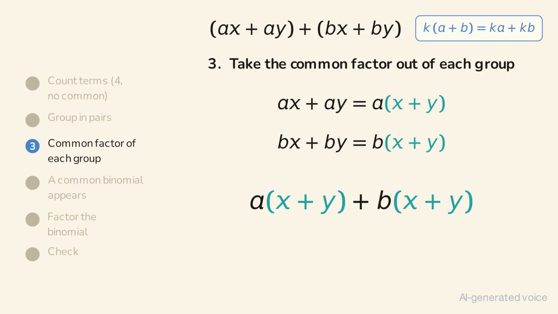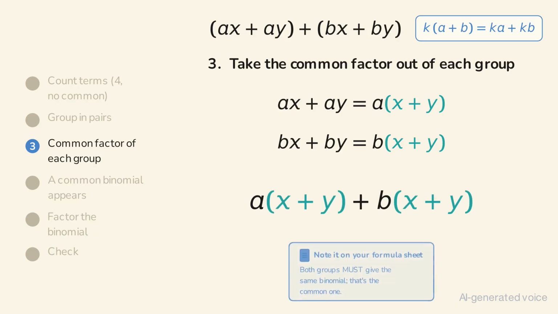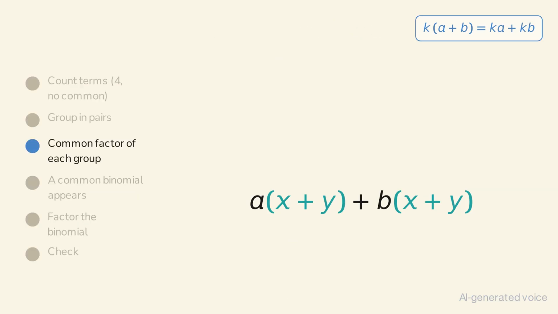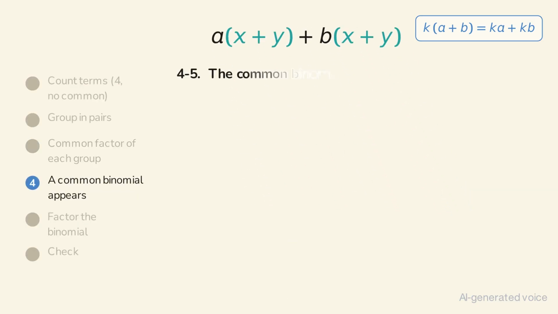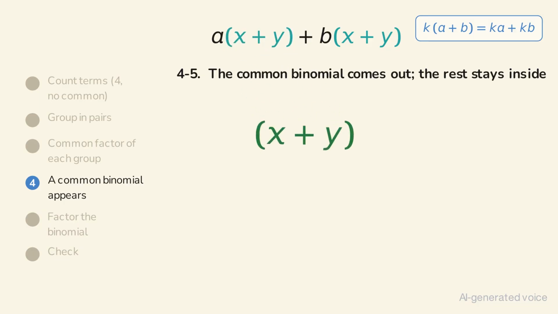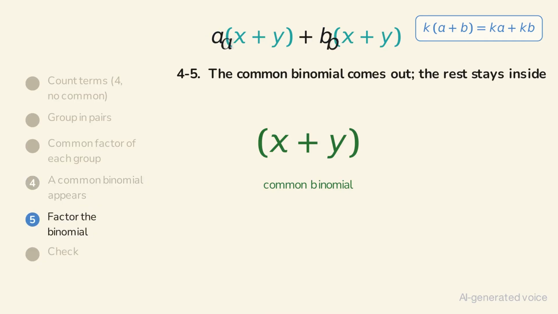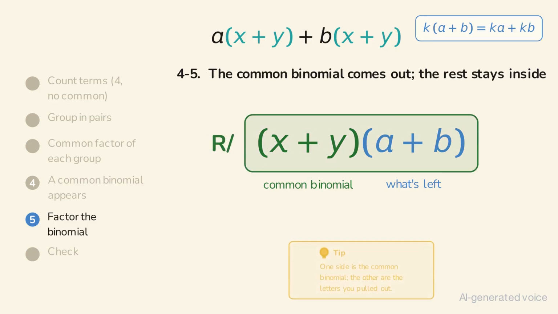And now look what appeared. Both groups give the same binomial, x plus y. Note that both groups must give the same binomial. If they differ, you grouped wrong or missed a sign. Steps 4 and 5. Since both groups share the binomial x plus y, we pull that common binomial out just once. x plus y outside, and inside the other parenthesis stays what's left, the two letters we pulled out, a plus b. The answer is (x plus y) times (a plus b).